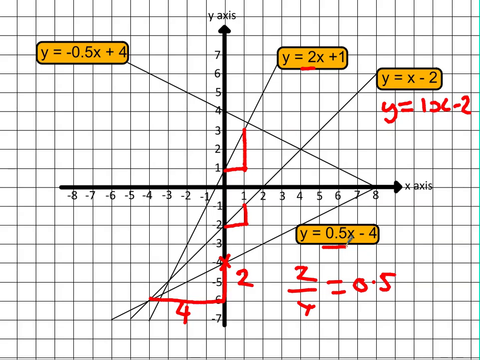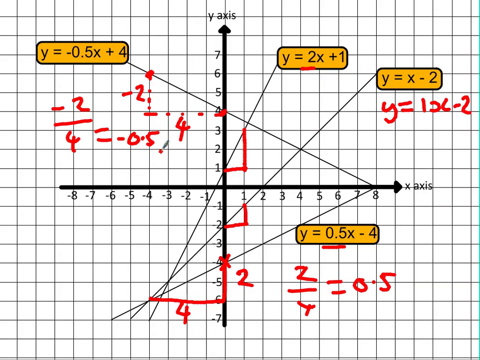Finally, if we pick 2 points on the line y equals minus 0.5x plus 4, now from the top left, we've got a change in y down of minus 2 and a change in x across of positive 4. So this is where the minus comes from. It's minus 2 over 4, which is minus 0.5.